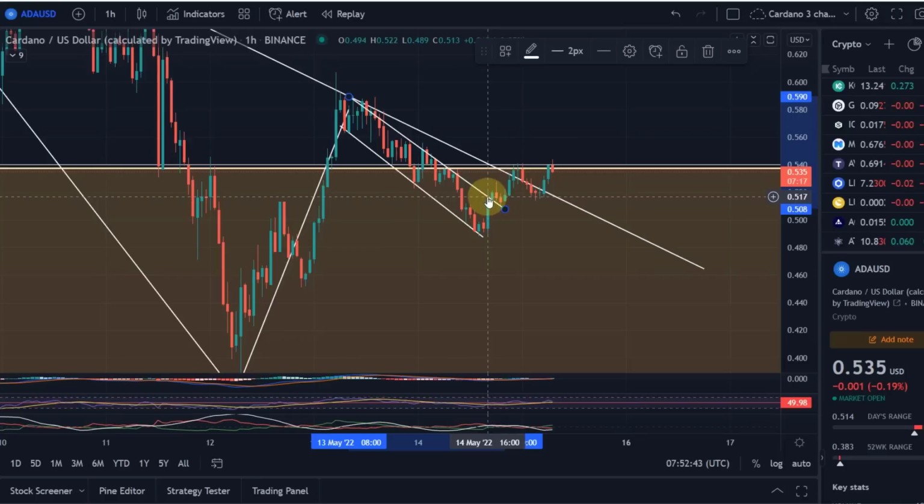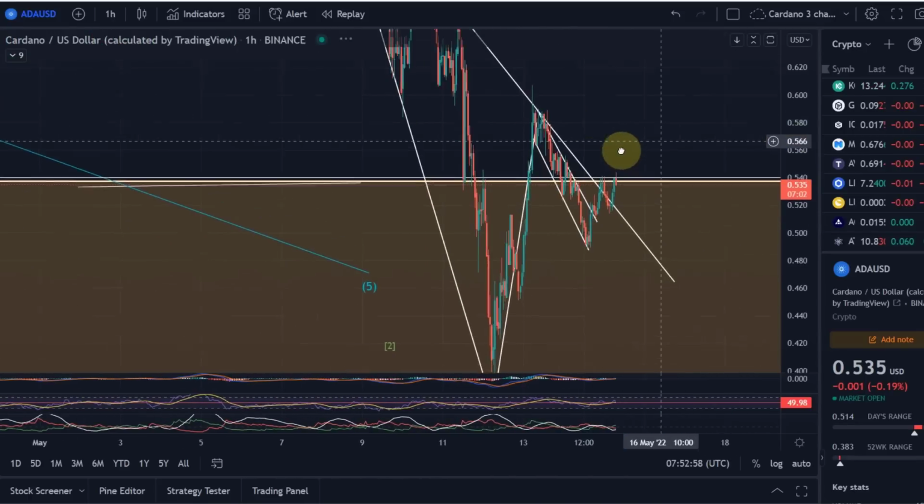We flipped that resistance level here as support, as you can see here on the 1 hour chart. Then we made it even above the other resistance level here, the trend line of the descending broadening wedge, broke above it, and came now to retest that 54-cent level.